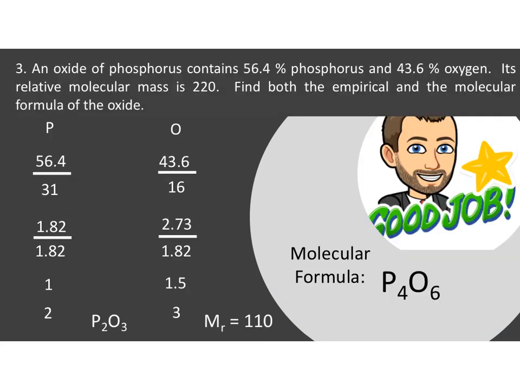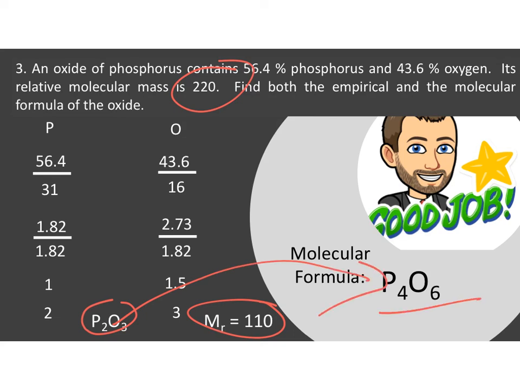And for question 3, you work out, again, exactly the same way, divide by the molar mass of phosphorus and for oxygen, the relative percentages, and you will end up with the formula of P2O3, but that has a molar mass of 110. They've told us that it actually has a molar mass of 220, so you have to times it by 2 to get your molecular formula of P4O6.